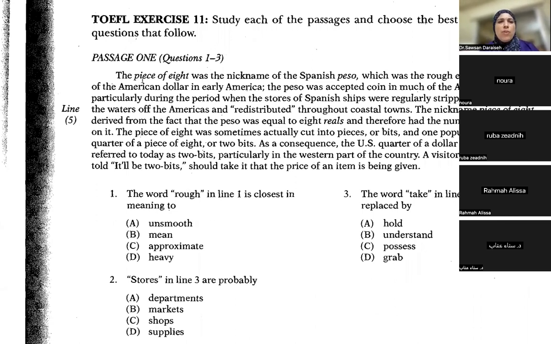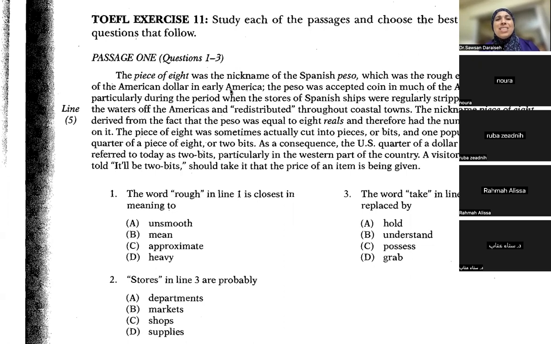The piece of 8. What is the piece of 8, guys? See, remember, there are no titles, because sometimes, like I told you, the goal of not having a title is because you might have a question about this paragraph related to the title, like what could the title be, all right, something like that.